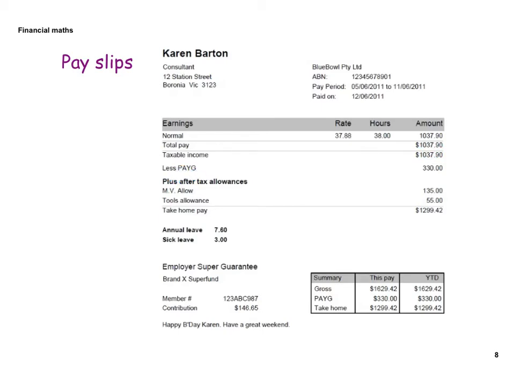So tax is paid for you automatically. Your employer does it for you. Allowances, obviously your sick leave and your super fund. Okay, so that's the general idea of a payslip. Also YTD, year to date.